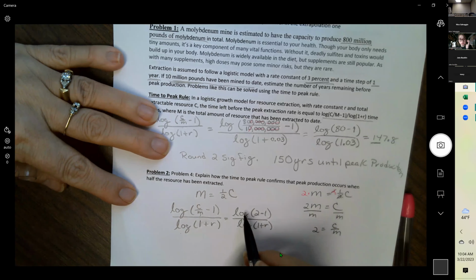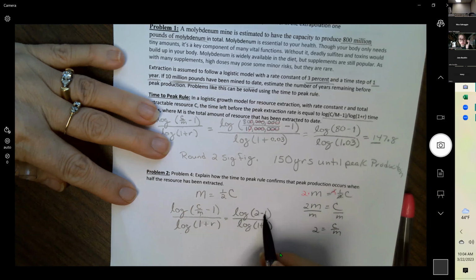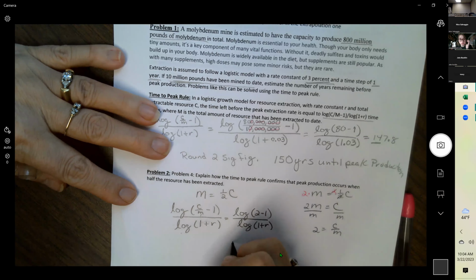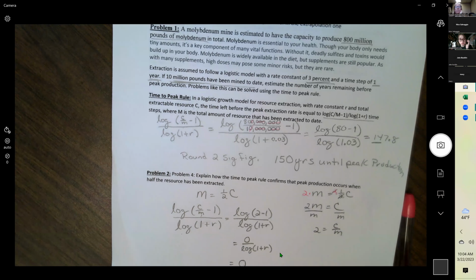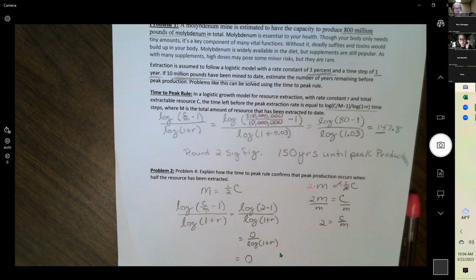if you take the log of 2 minus 1, well, 2 minus 1 is 1. The log of 1 is 0. Now, by getting that 0, when we use half of it being gone, if you're getting 0, then that means you're already at the peak. The time to peak is now.